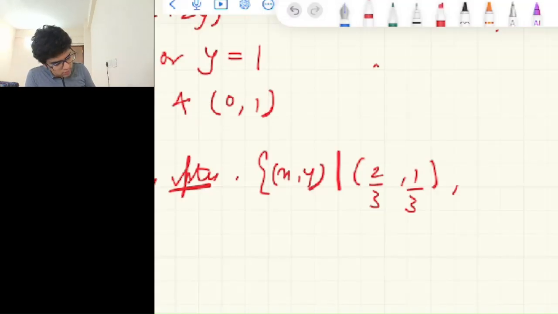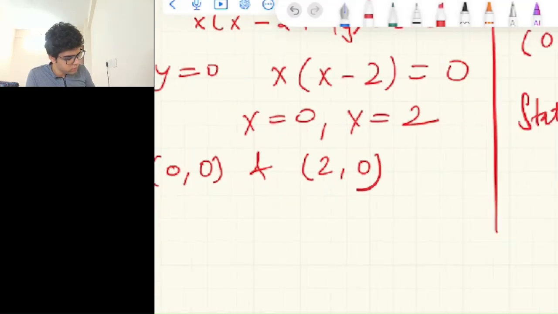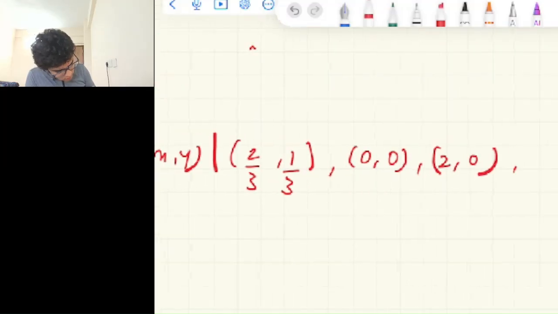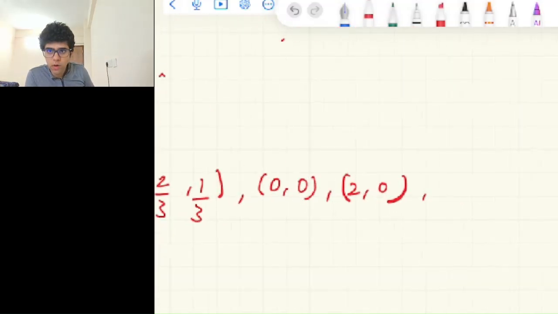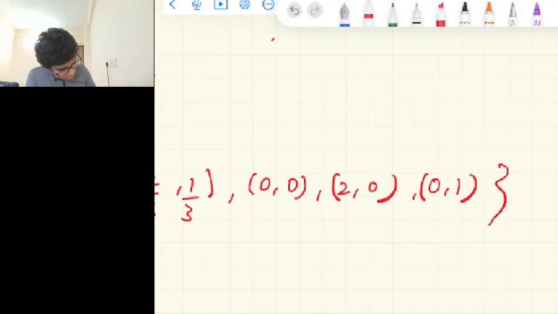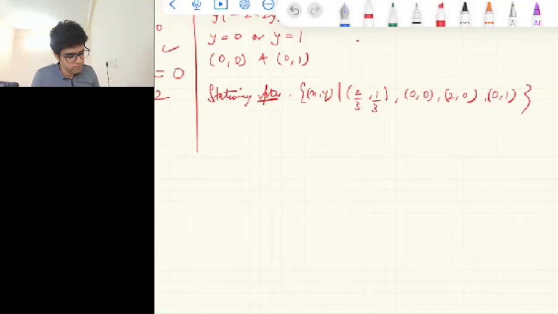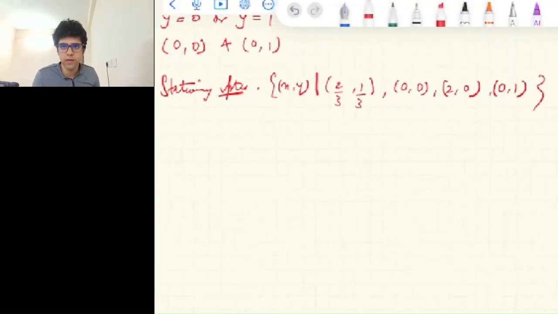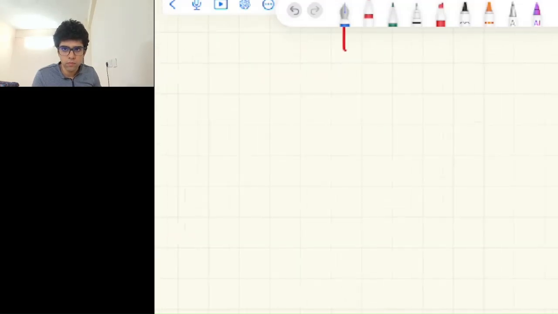2 by 3 comma 1 by 3, 0 comma 0, 2 comma 0, and 0 comma 1. This is my set of stationary points. Now I need to find the boundary points. This is a big question.